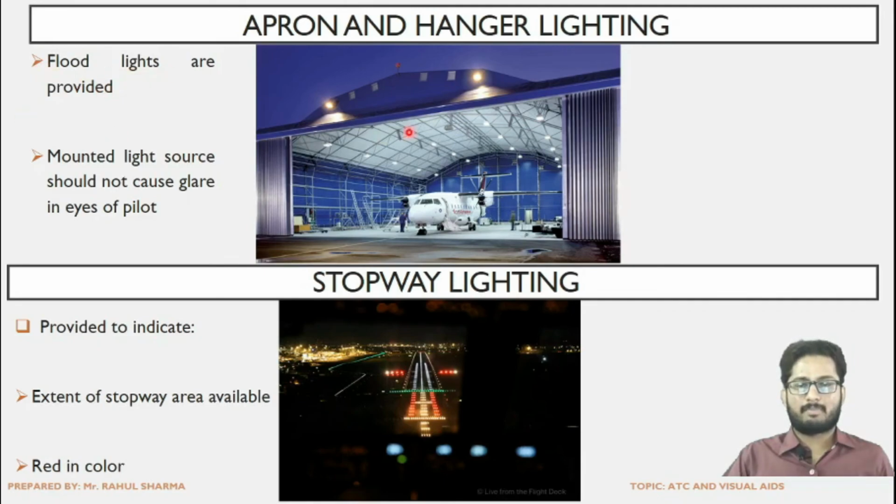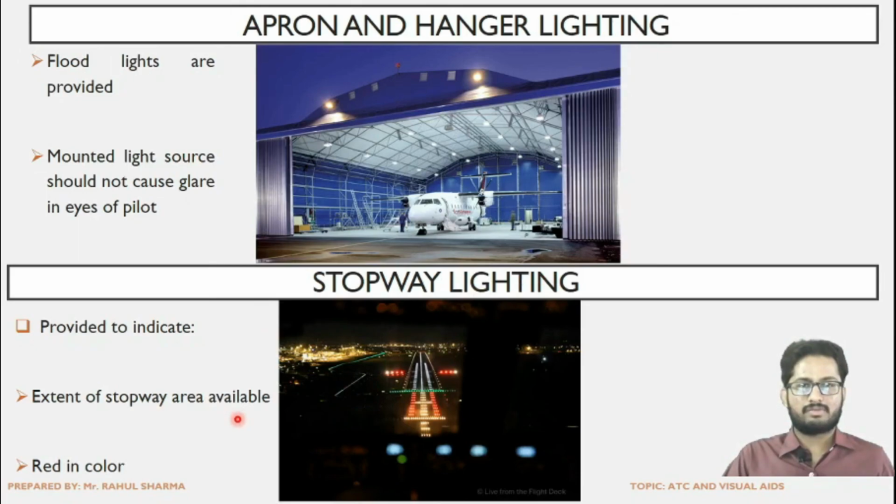Here the flood lights are provided, as we can see in this image, which are of high intensity. Mounted light source should not cause glare in the eyes of the pilot. So the flood lights should not be such that whenever the pilot is moving towards the apron or hanger, due to the flood lights, there is glare or momentary obstruction or reduction in the vision of the pilot. And lastly are the stopway lighting, which are provided to indicate the extent of stopway area available.